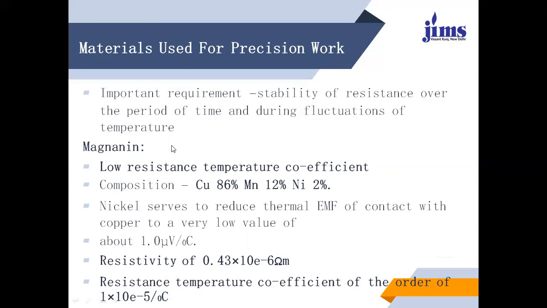Manganin is one of the materials we opt for this. It has a low resistance temperature coefficient. Its composition is copper 86%, manganese 12%, and nickel 2%. Nickel serves to reduce the thermal EMF of contact with copper to a very low value of about 1 microvolt per degree Celsius. The resistivity of manganin is 0.43 into 10 to the power minus 6 ohm meter. The resistance temperature coefficient is of the order of 1 into 10 to the power minus 5 per degree Celsius.